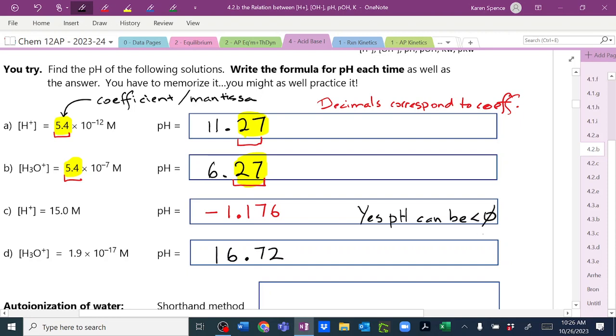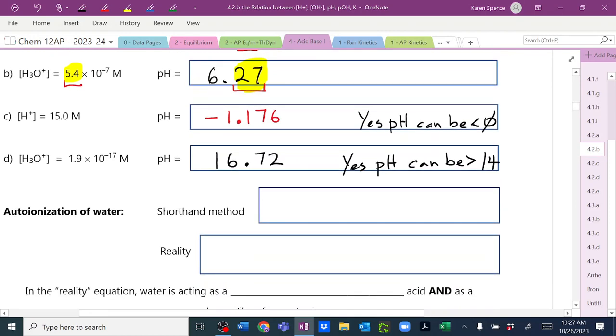So, yes, pH can be negative. It can be less than 0. And yes, pH can be greater than 14. Those are just a couple of examples to prove to you that they can go beyond the normal range that we are used to seeing. All right, you're going to write for me the auto-ionization of water, the shorthand method and the reality. See if you remember.